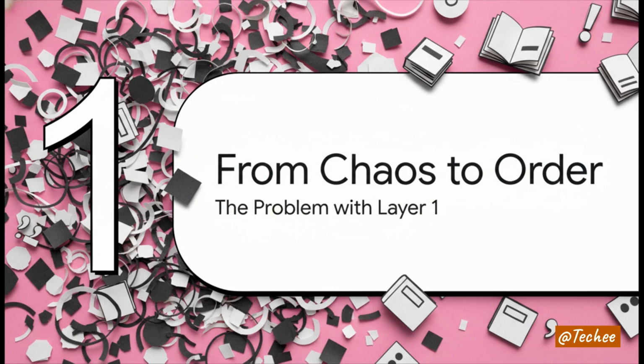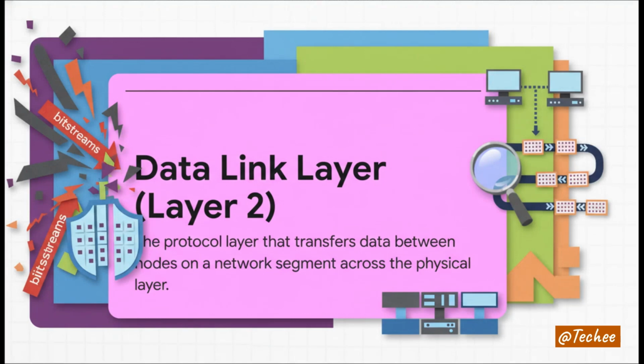It's basically unusable. And this is where our hero of the day comes in, the data link layer, or as we call it, layer 2. Its entire job is to step in, take that chaotic mess from layer 1, and bring some order to it. Think of it as the friendly neighborhood traffic cop for devices that are plugged into the same local network.